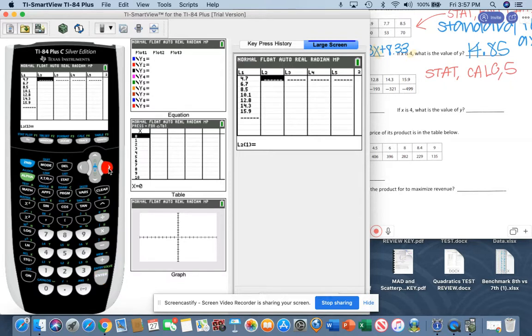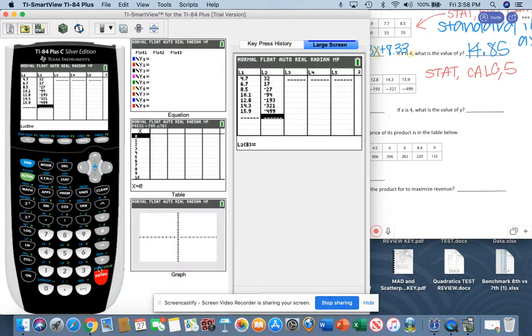So I'm going to arrow over, and I'm going to put in 32, 17, negative 27, negative 94, negative 193, negative 321, and negative 499. Enter. And again, instead of doing stat calc 4, we're doing stat calc 5.